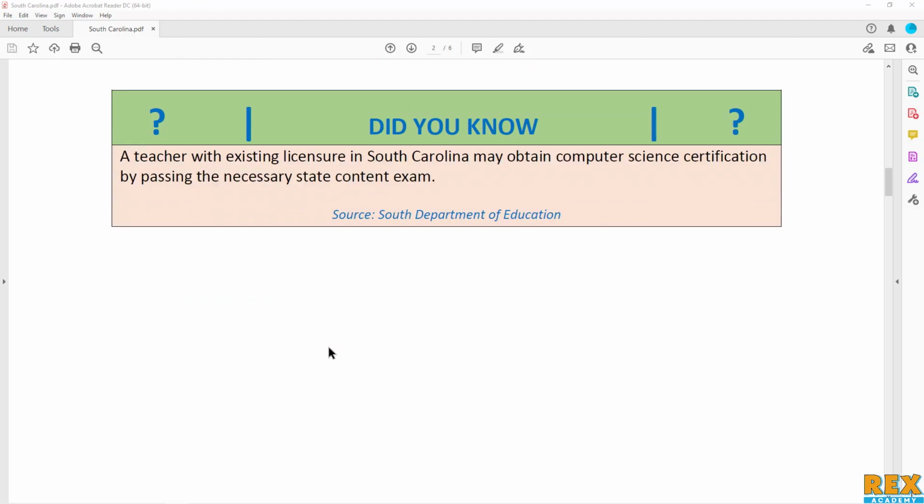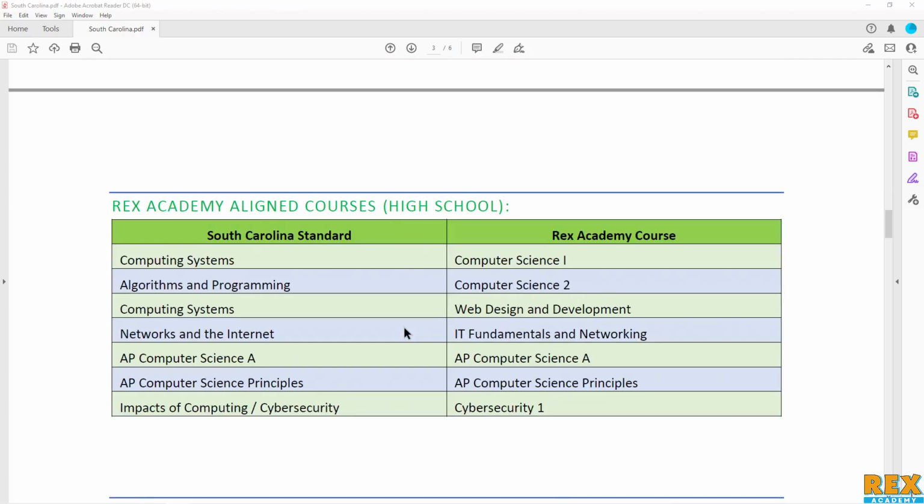A teacher in South Carolina obtains the computer science certification by passing the necessary content exam. This is a bit different because South Carolina has their own content mastery exam. A lot of states use the Praxis, but South Carolina does have their own.